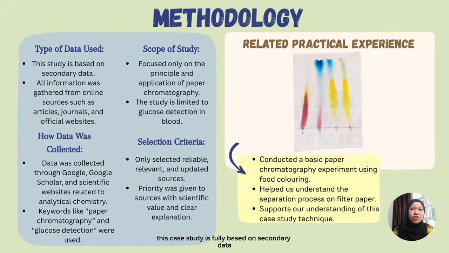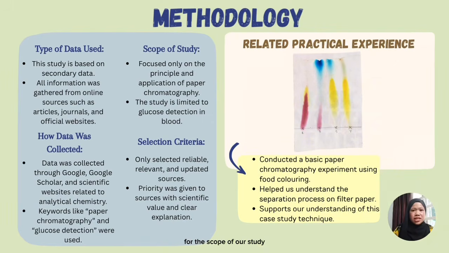This case study is fully based on secondary data. All the information we gathered came from online sources such as articles, journals, and official websites. We collected the data by searching through platforms like Google, Google Scholar, and other scientific websites related to analytical chemistry. Keywords such as paper chromatography and glucose detection were used to help us find relevant sources. In selecting the data, we only used information that was reliable, relevant, and updated. Priority was given to sources that had scientific value and clear explanations.